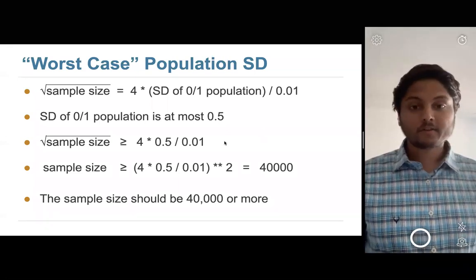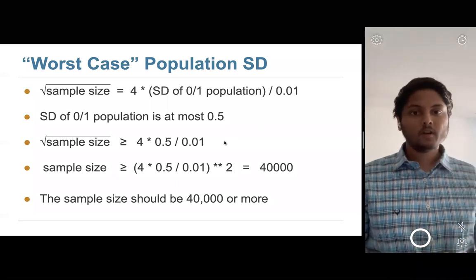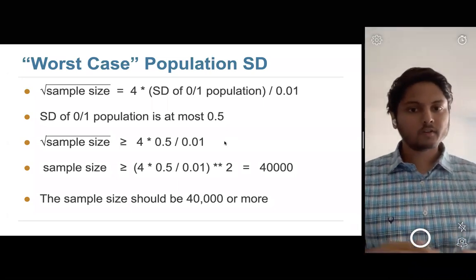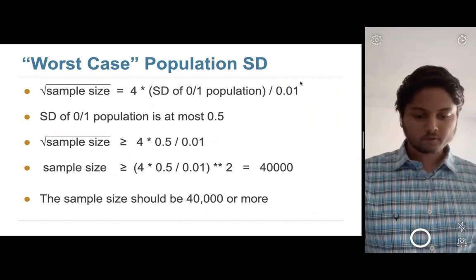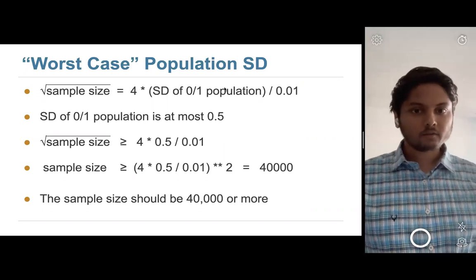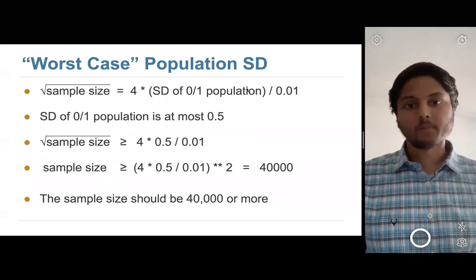Is there something like this for a non-percentage? That's a really good question. So what if you're not talking about 0-1 data? What if you're just talking about generic data? If you have generic data, you're going to have this formula up here, but you're not going to know the SD of the population. So you can't really make the same claims unless you know something about the population.